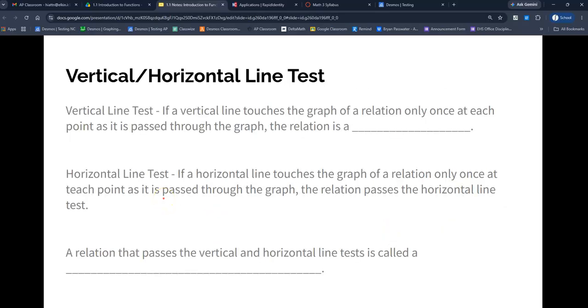Then, if we have a graph, there's an even easier way to tell, in my opinion anyway. If you have a graph, we're going to conduct a vertical line test. I gave everybody your vertical line. A vertical line test tells us that if a vertical line touches the graph of a relation only once at each point as it is passed through the graph, the relation is a function, goes in this blank right here.